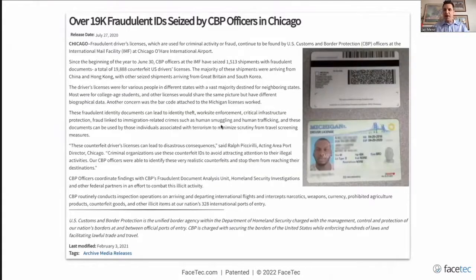And this stuff is happening, we're not talking about just one-offs. We're talking about thousands and thousands, tens, maybe hundreds of thousands of these fake IDs pouring into the United States every year. This article is a little old, it's from 2020, but it kind of gives you a sense of how this is happening. If you went to the DHS websites and looked, they have lots of references to fake IDs being intercepted.